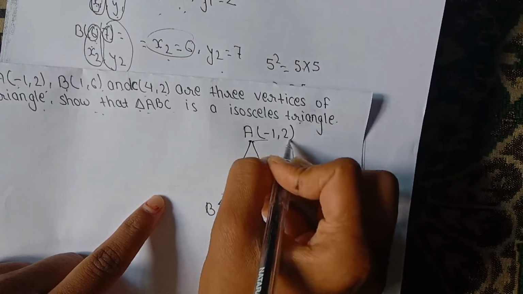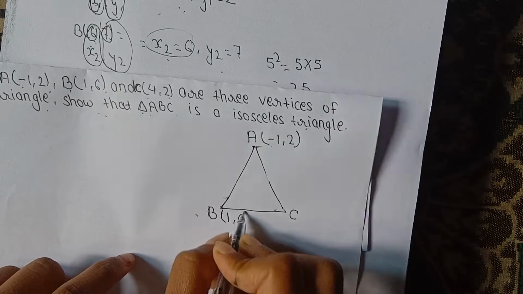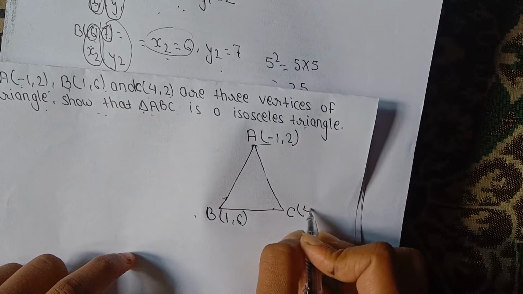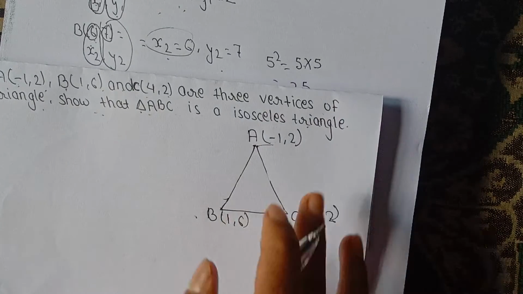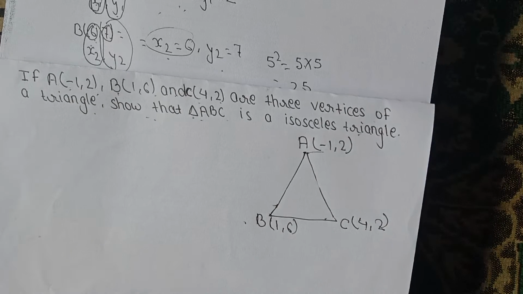We have to write there. And B is of course 1 comma 6. And C, the last one, is 4 comma 2. So these we all express in a figure. If you know how to express these types of questions in a figure, then half of your problem will be solved.